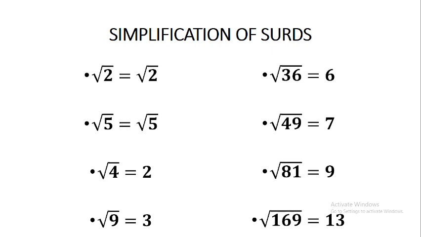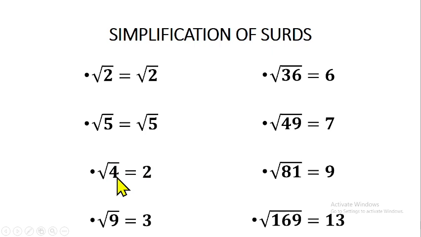There are some perfect squares that you can find their square roots as well. That's what I'm trying to say now. So you can simplify square roots with perfect squares. An example is square root of 4. What is square root of 4? Square root of 4 is 2. Because 4 is a perfect square, you can simplify that further. So square root of 4 is 2.